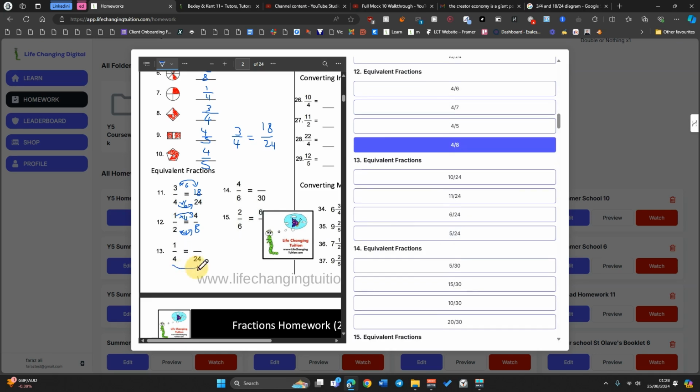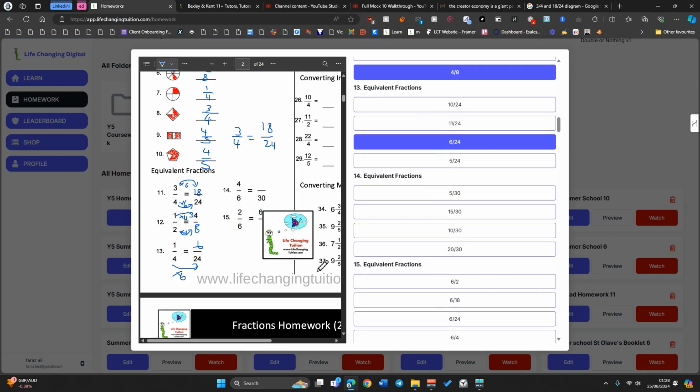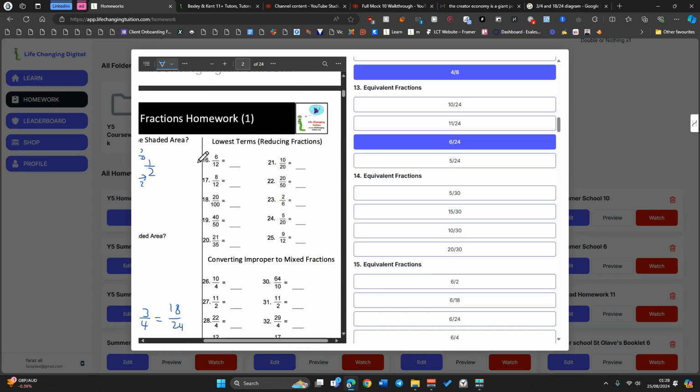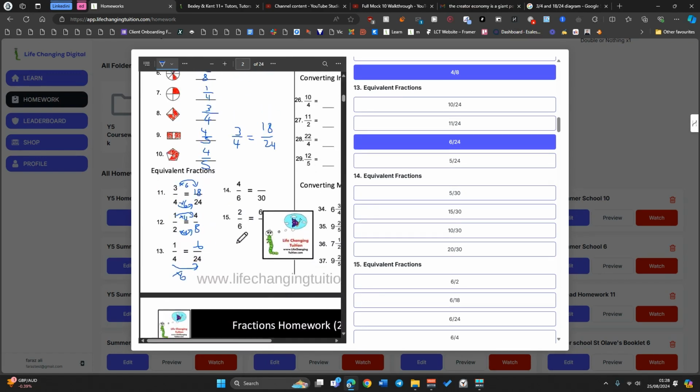Question 13, so this is times 6. So this one's going to be 6. So it'll be 6 over 24. Okay, let's go back upwards to question 6 now. I missed out question 14. Oh, it's right here. Question 14 is right here.